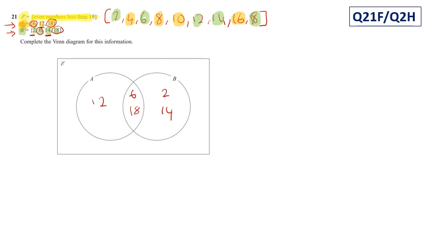So these don't appear in either of the sets, set A or set B, but they do need to appear in the Venn diagram. And so we're going to write these numbers on the outside of the circles, but inside the rectangle. So here 4, 8, 10, and 16, and that's it. That's complete.